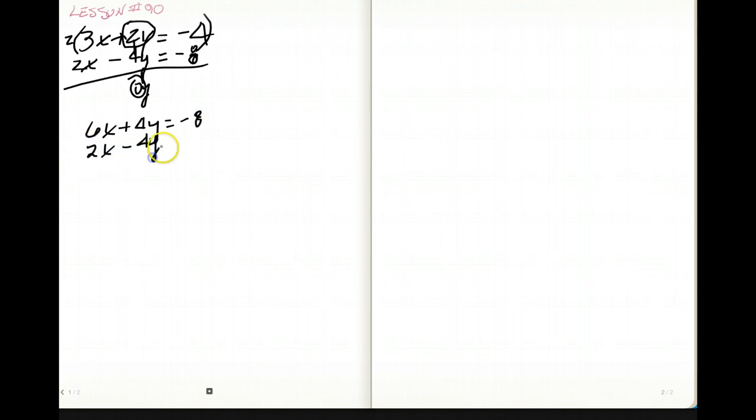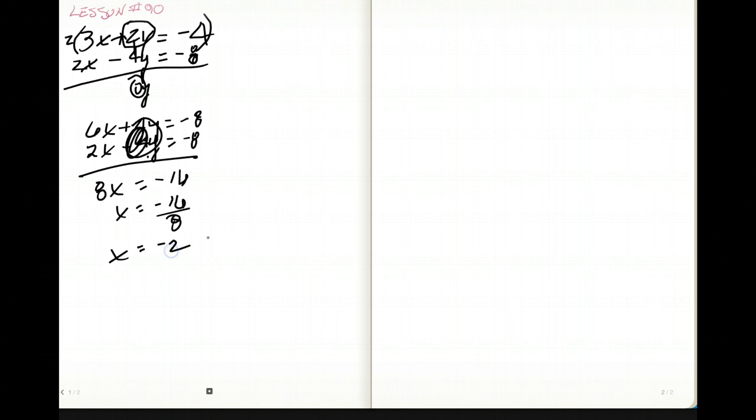Minus 4y equals negative 8, and then we add it. So we got 8x here, and this plus this is 0, so those go away, and negative 8 plus negative 8 is negative 16, so we get x equals negative 16 over 8, and our x equals negative 2. And then we take either one of these problems up here. Let's take the bottom one, 2x minus 4y equals negative 8. And what you did then is you plugged that negative 2 in here for x in order to find y.